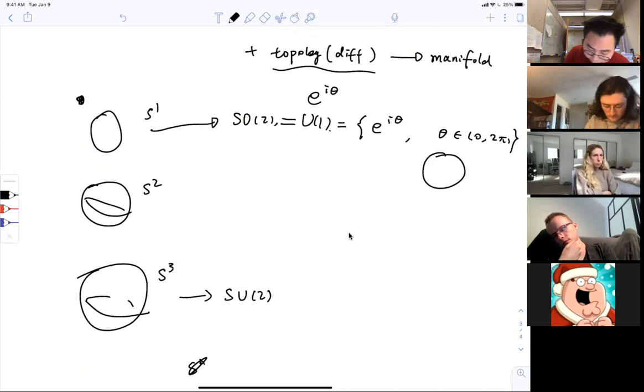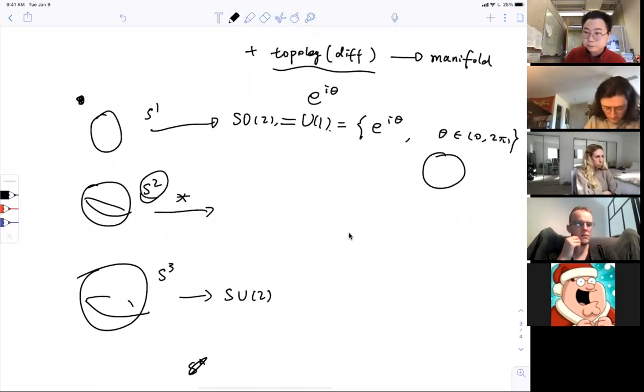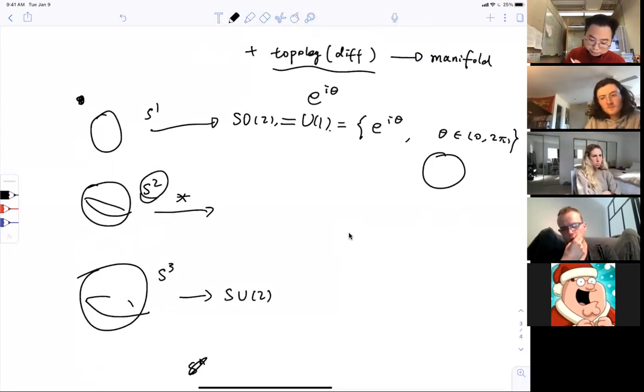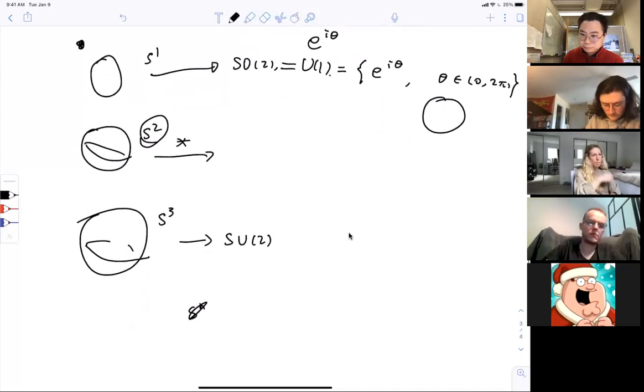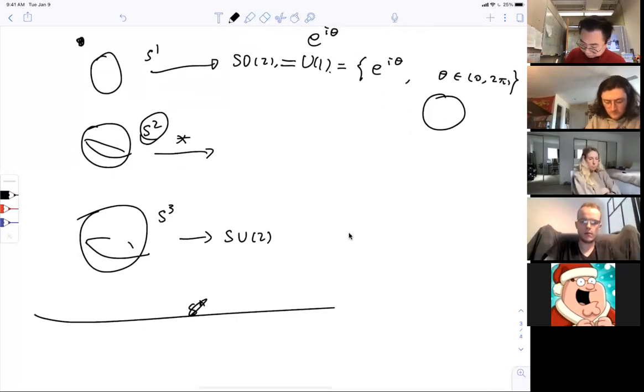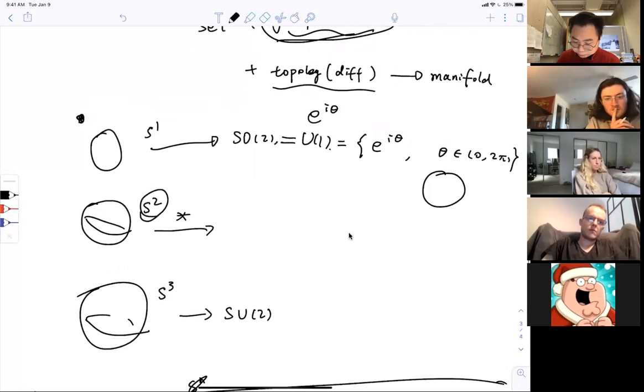But there's no way to add a compatible group structure to a 2-sphere. I think there are some rules for a manifold to be able to admit a compatible group structure. Any question about this part?